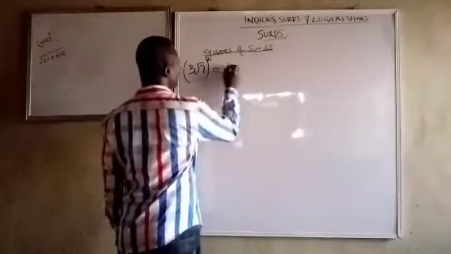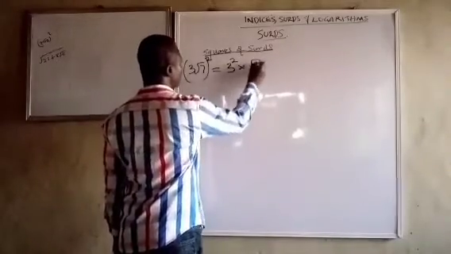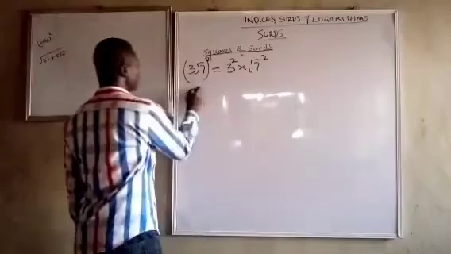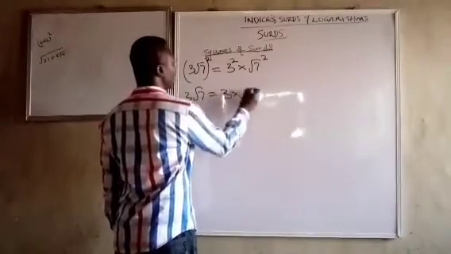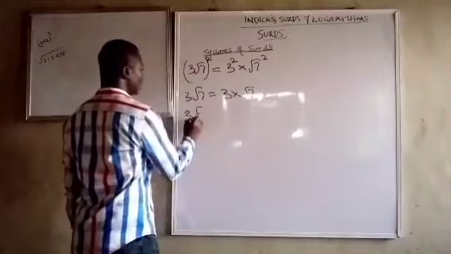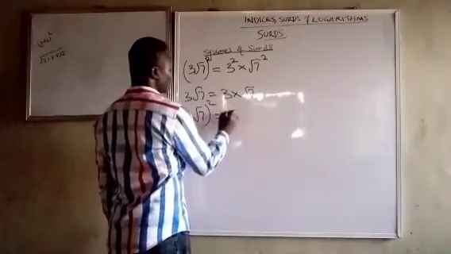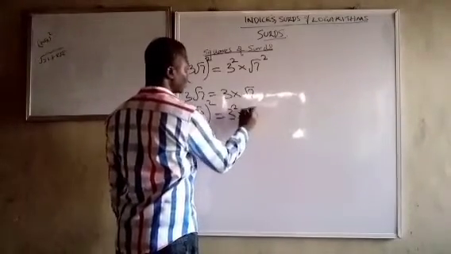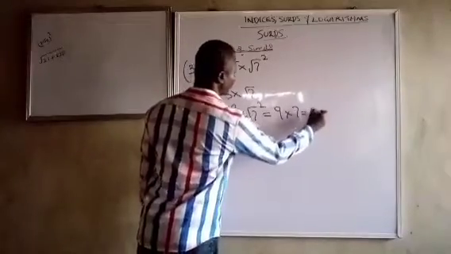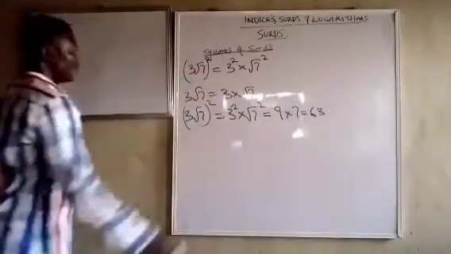It's going to be 3 squared times root 7 squared, since this one is 3 times root 7, you understand? 3 root 7 is equal to 3 times root of 7. So 3 root 7 squared is 3 squared times root 7 squared, which is 9 times 7. That is 63.